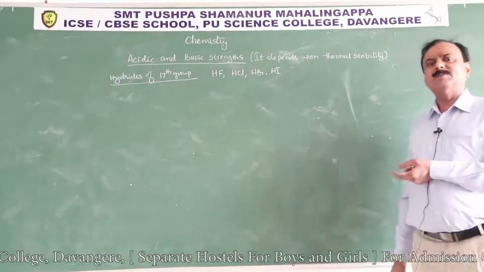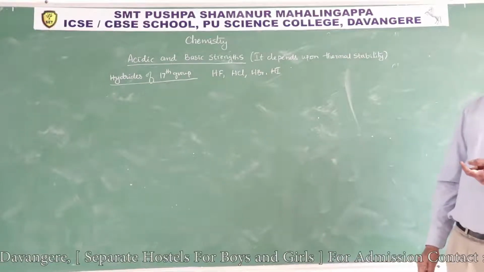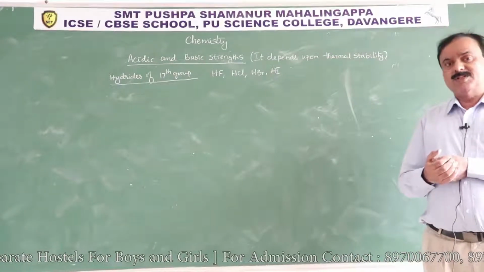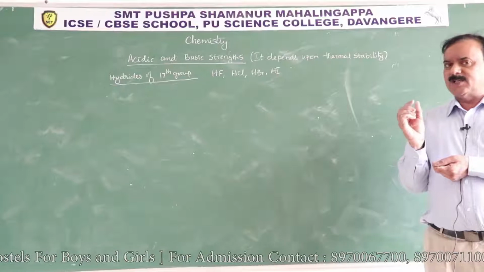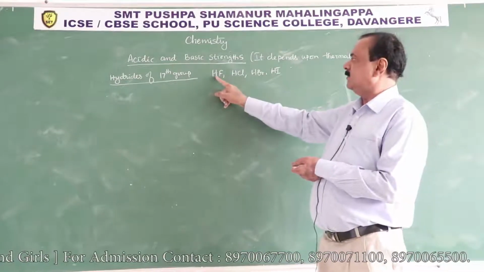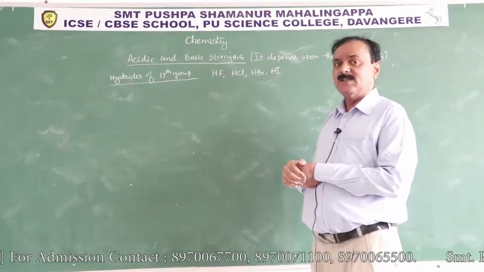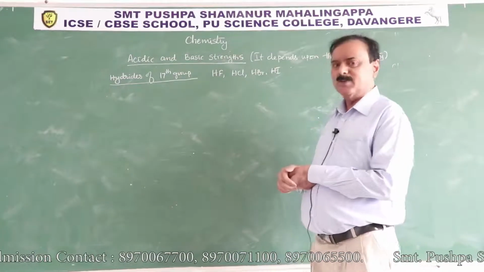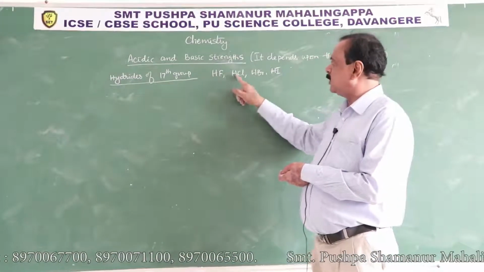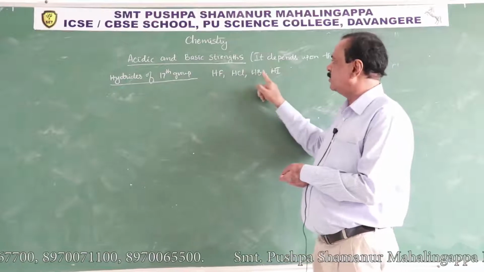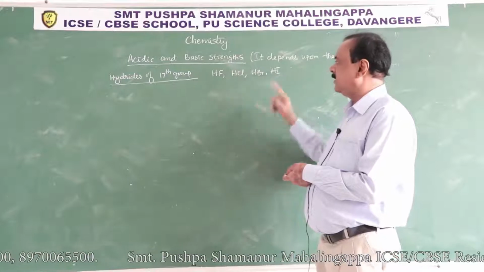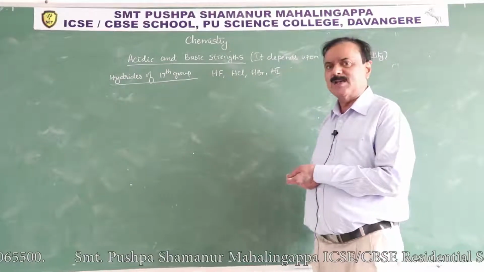What about thermal stability? Thermal stability in the sense, which one of the following is a more stable molecule. If the difference in the electronegativity between this and this is very large, then those molecules are thermally more stable. Hydrogen is common, so you have to predict the electronegativity of the remaining element: fluorine, chlorine, bromine, and iodine. Among these, which one is more electronegative?